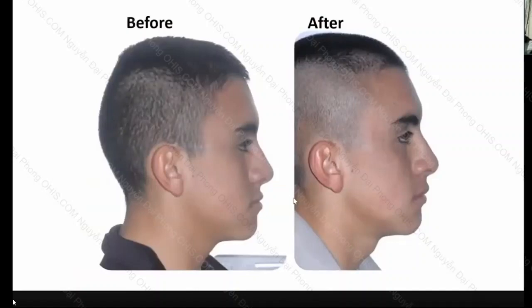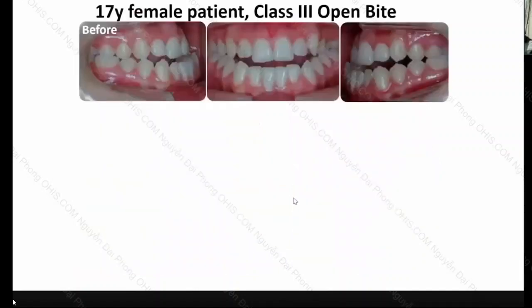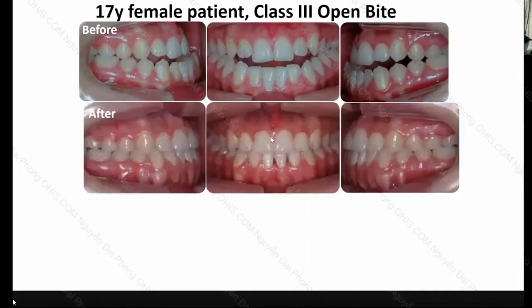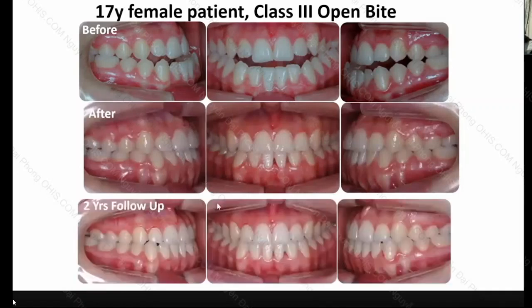And this is a 17-year-old female patient, class 3 open bite, before and after treatment, then 2 years after. Okay, maybe that's it. Before and after profile change.